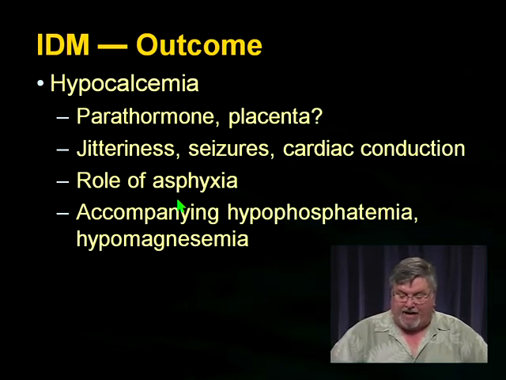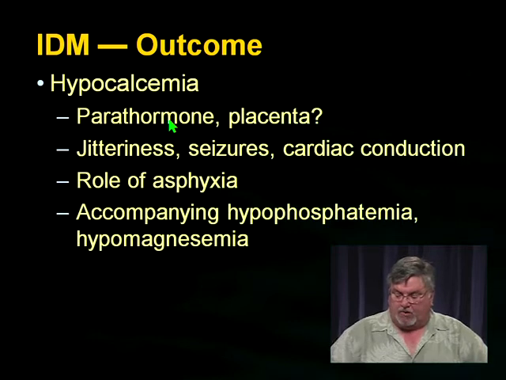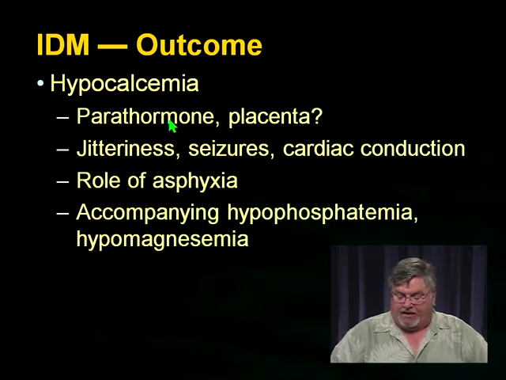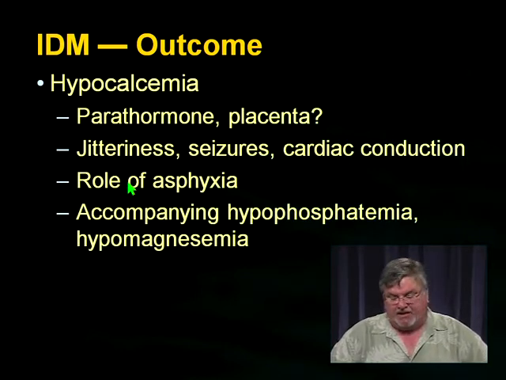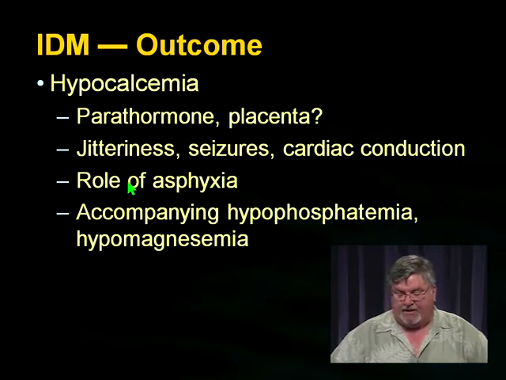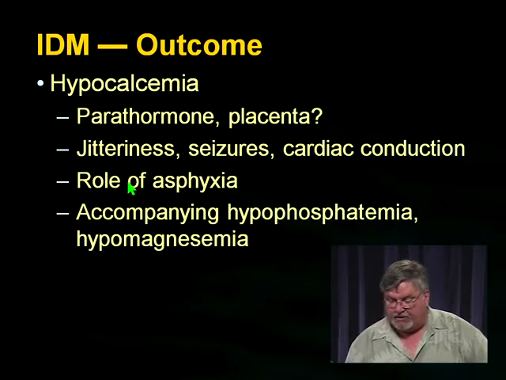They can also have hypocalcemia, which is felt to be a parathormone or a placental abnormality. Again, there is an issue of hypocalcemia and asphyxia. So kids who are modestly asphyxiated also have hypocalcemia. They can have accompanying hypophosphatemia and hypomagnesemia. How do you know? You have to look.